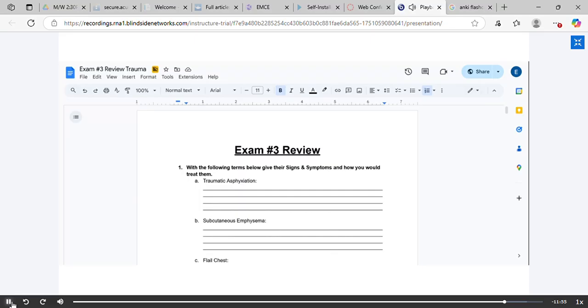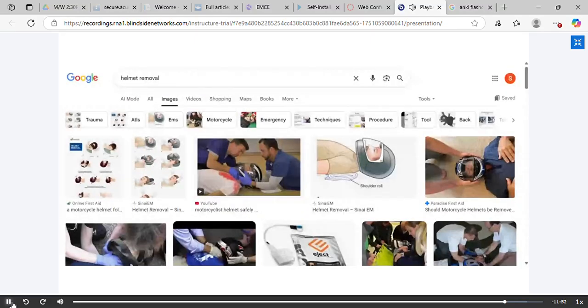The helmet has to be removed if it's a full-faced helmet. If it's a full-faced motorcycle helmet, it has to come off, because I can't assess and manage my patient's airway and breathing. If the helmet will prevent me from properly immobilizing the spine, then it has to come off. If I'm going to put them on a backboard, I'm going to have to take that helmet off. Obviously, if the patient is in cardiac arrest, I'm going to have to take the helmet off, right?